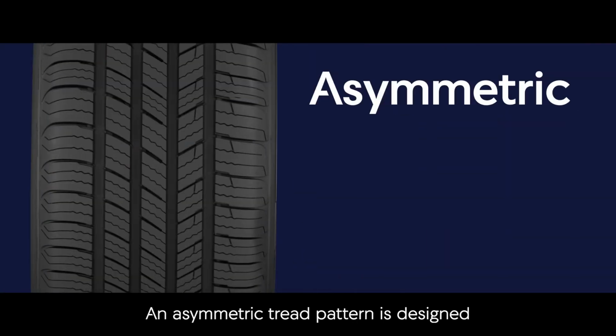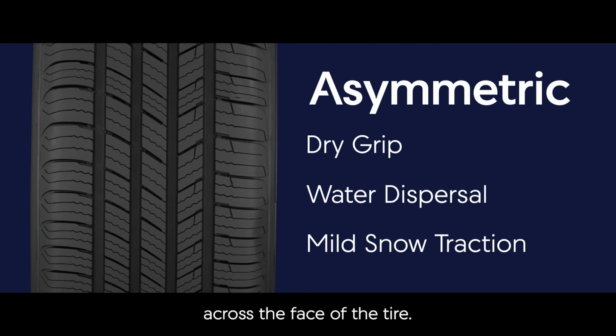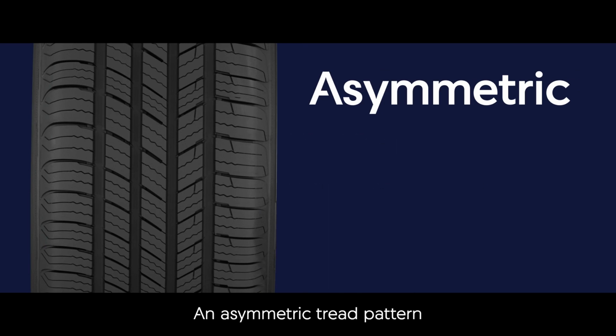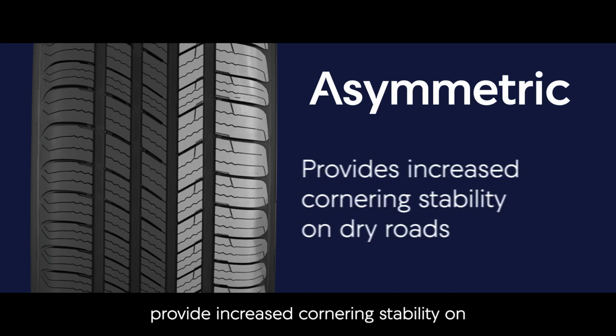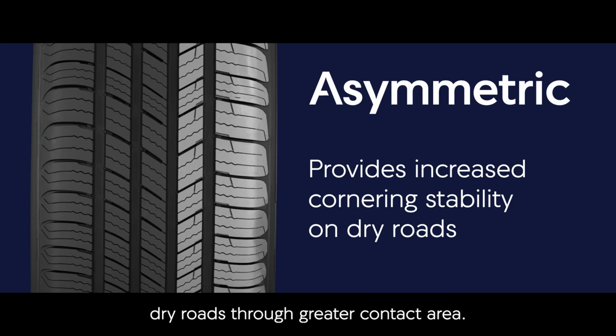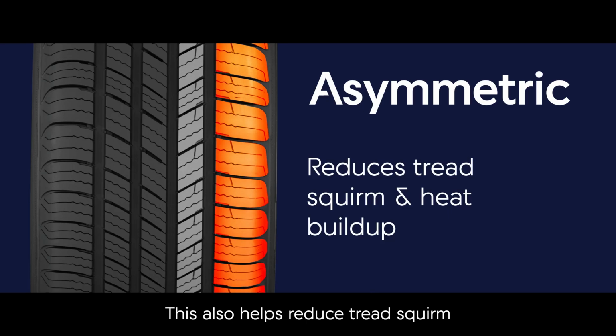An asymmetric tread pattern is designed to blend the requirements of dry grip, as well as water dispersal and mild snow traction where the tread pattern changes across the face of the tire. An asymmetric tread pattern usually incorporates larger tread ribs and/or blocks on the outboard side to provide increased cornering stability on dry roads through greater contact area. This also helps reduce tread squirm and heat buildup on the outside shoulder.